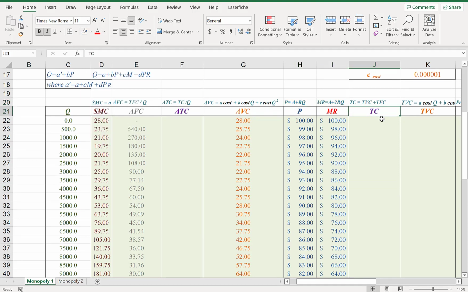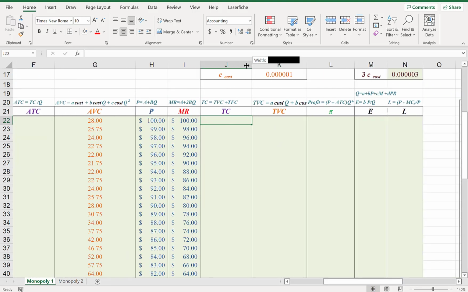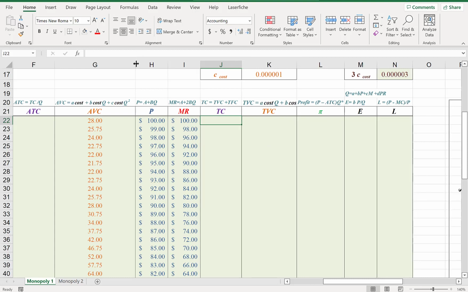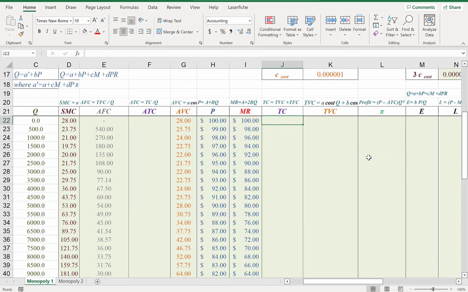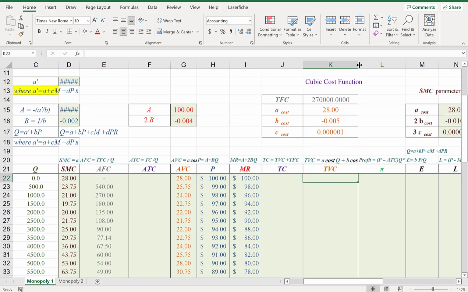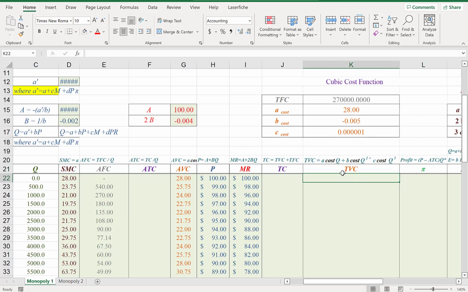Total cost. We're going to get to the total cost in a second. Next, let's make this smaller too. I need to work on total cost, but again, first we're going to work on total variable cost. Total variable cost looks like this.